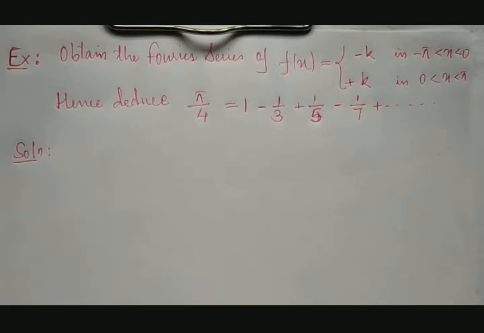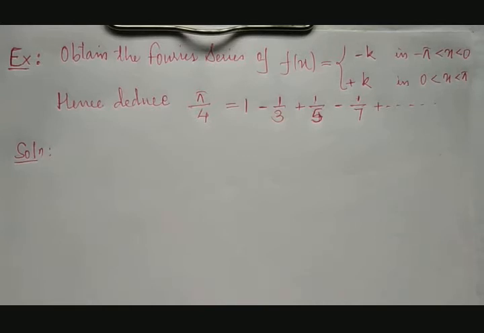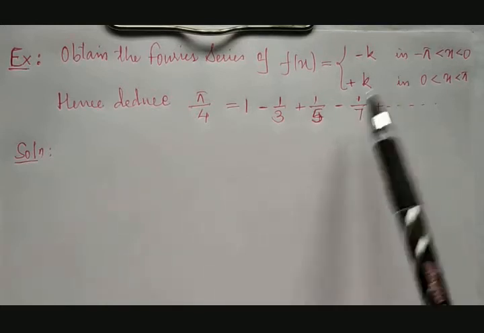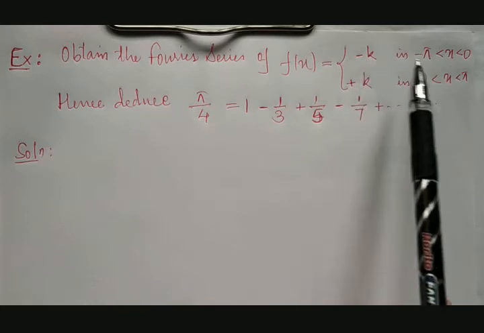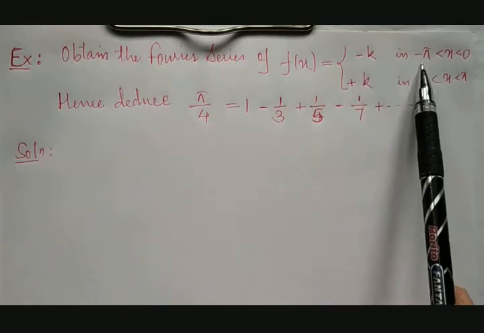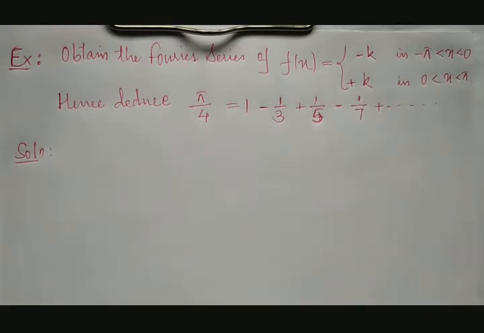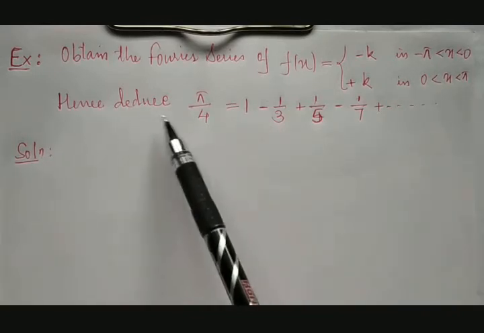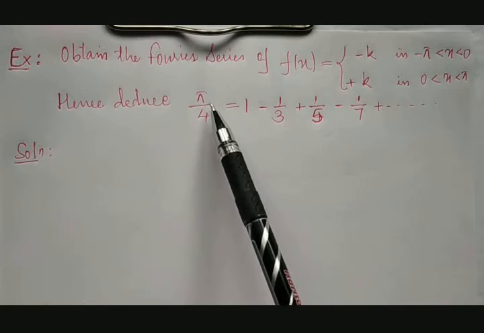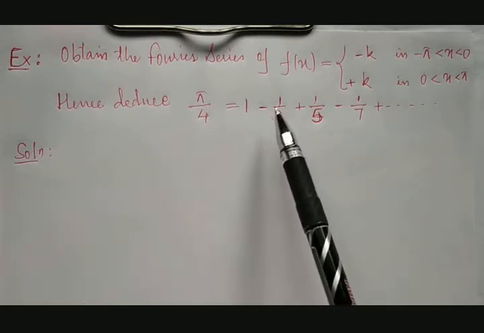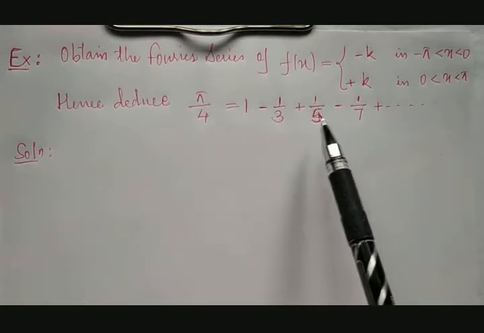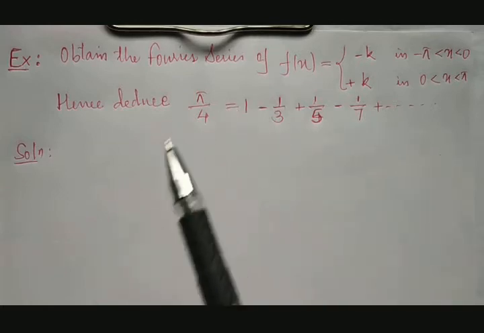In this session, we'll be discussing an example of obtaining the Fourier series of the given function, where the function is a double-valued function. We can see f of x is minus k between the range minus pi to 0, and it will be plus k between the range 0 to pi. We also need to deduce the required series, that is pi by 4 is equal to 1 minus 1 by 3 plus 1 by 5 minus 1 by 7 and so on.